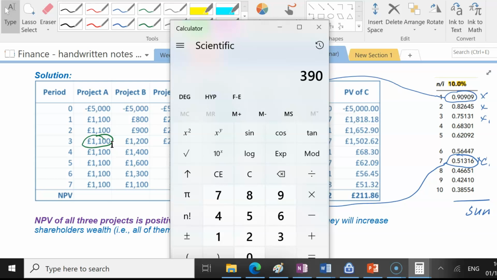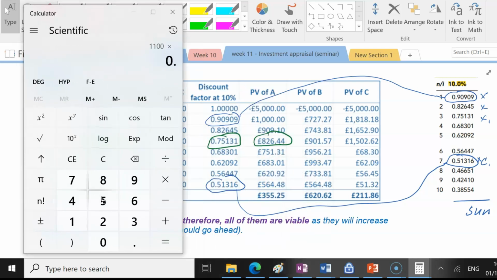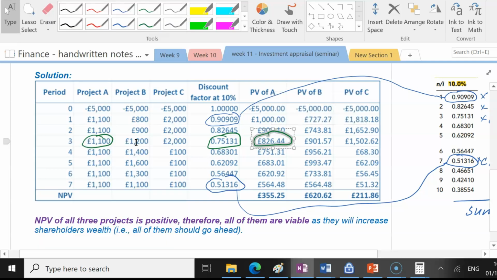So our cash flow is 1,100, just to illustrate, times the relevant discount factor, 0.75131, multiplied. It's going to be 826.44. This is what we have here. This is the present value of cash flow for project A. Let's take, for example, this one. This cash flow for project B, we apply the relevant discount factor for this period, for period 6, and this should be equal to this particular number. So if we multiply it, it's going to be equal to this. We've multiplied that, and it's equal to that.